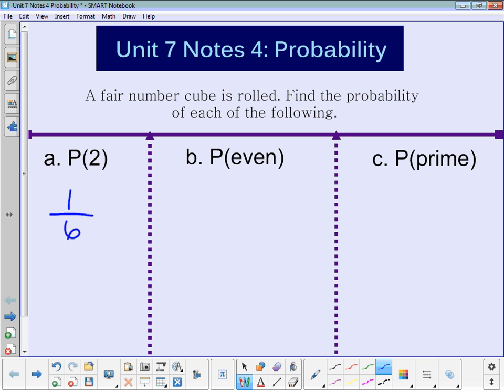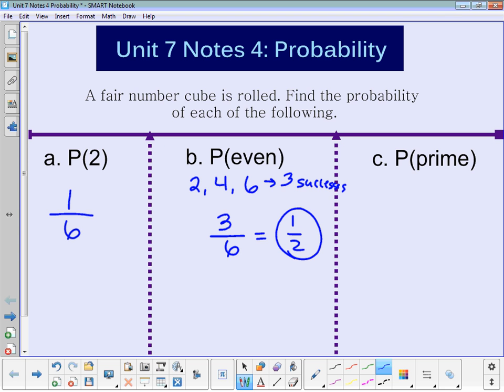For part B, the probability of getting an even number, we need to think of how many even numbers there are. There's the number 2, 4, and 6, so there's 3 successes. So 3 out of the 6 total, or 1/2. So our probability of getting an even number is 1/2.